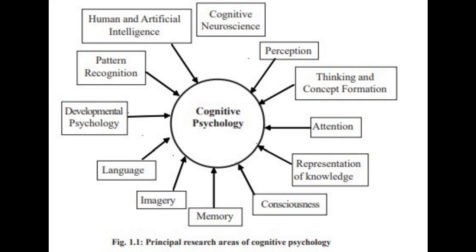Figure 1.1. Principal research areas of cognitive psychology. Look at the screen. 2. Perception. The branch of psychology directly involved with the detection and interpretation of sensory stimuli is perception.